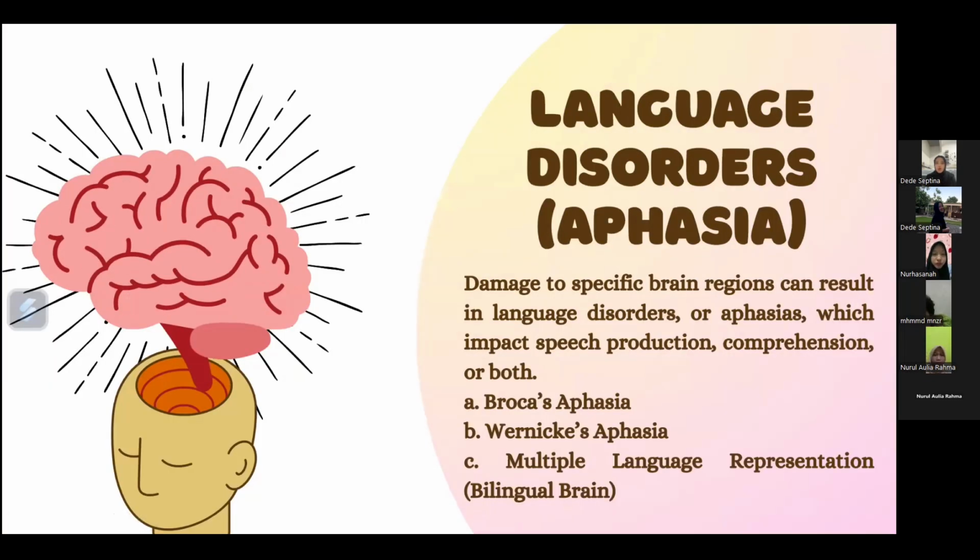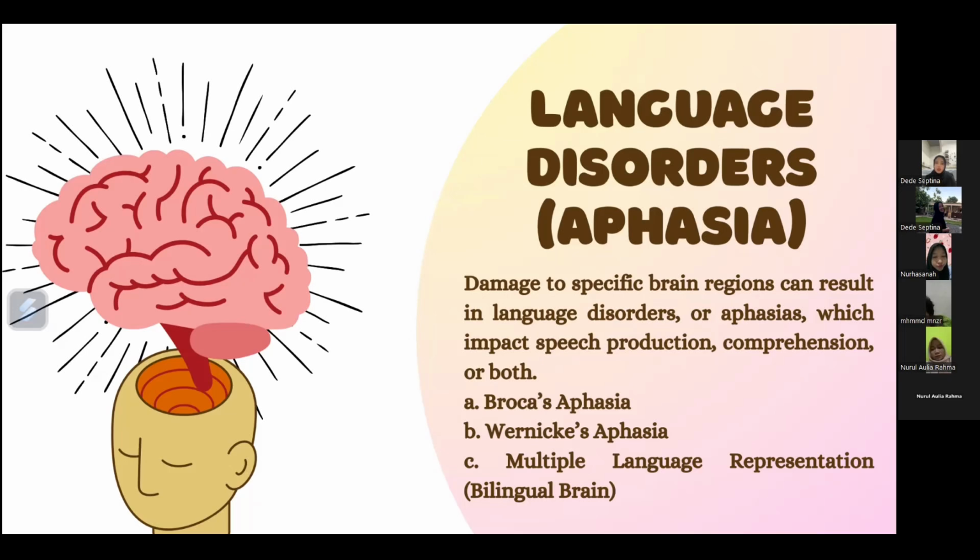Okay, so the third one we're going to talk about is language disorder, or aphasia. Aphasia is a condition where a person has trouble speaking or understanding language because of brain damage. There are different types of aphasia depending on which part of the brain is affected.